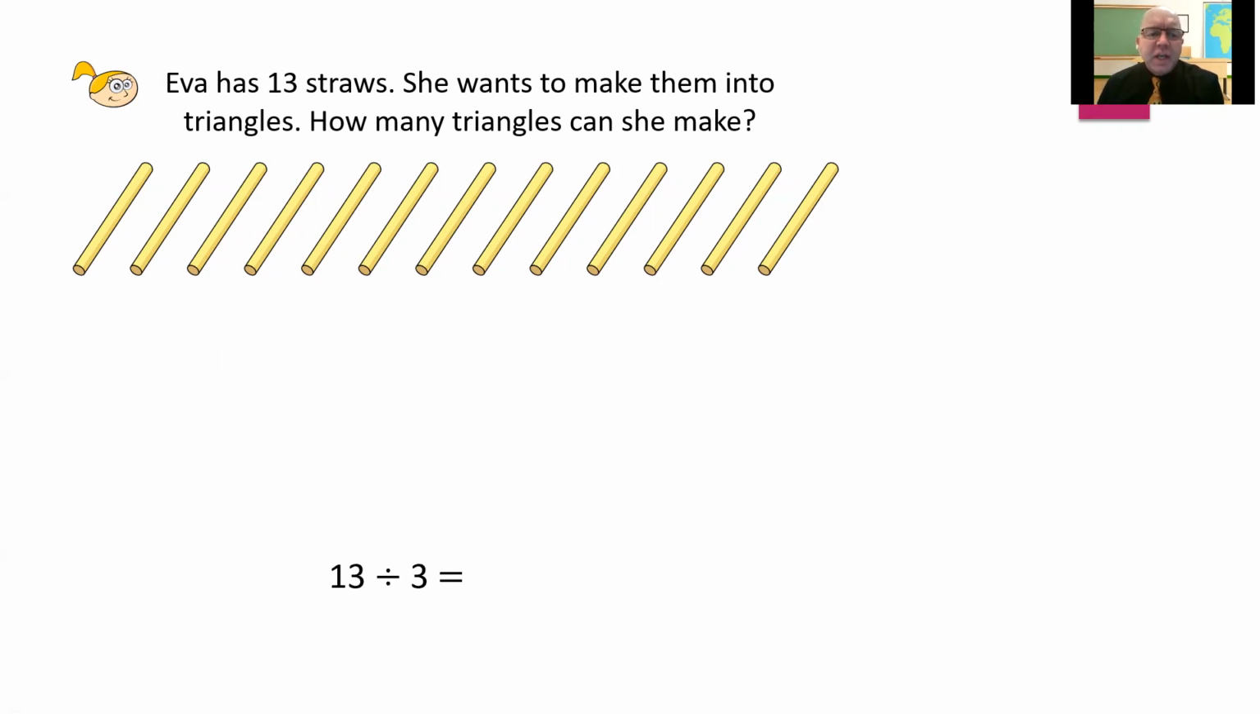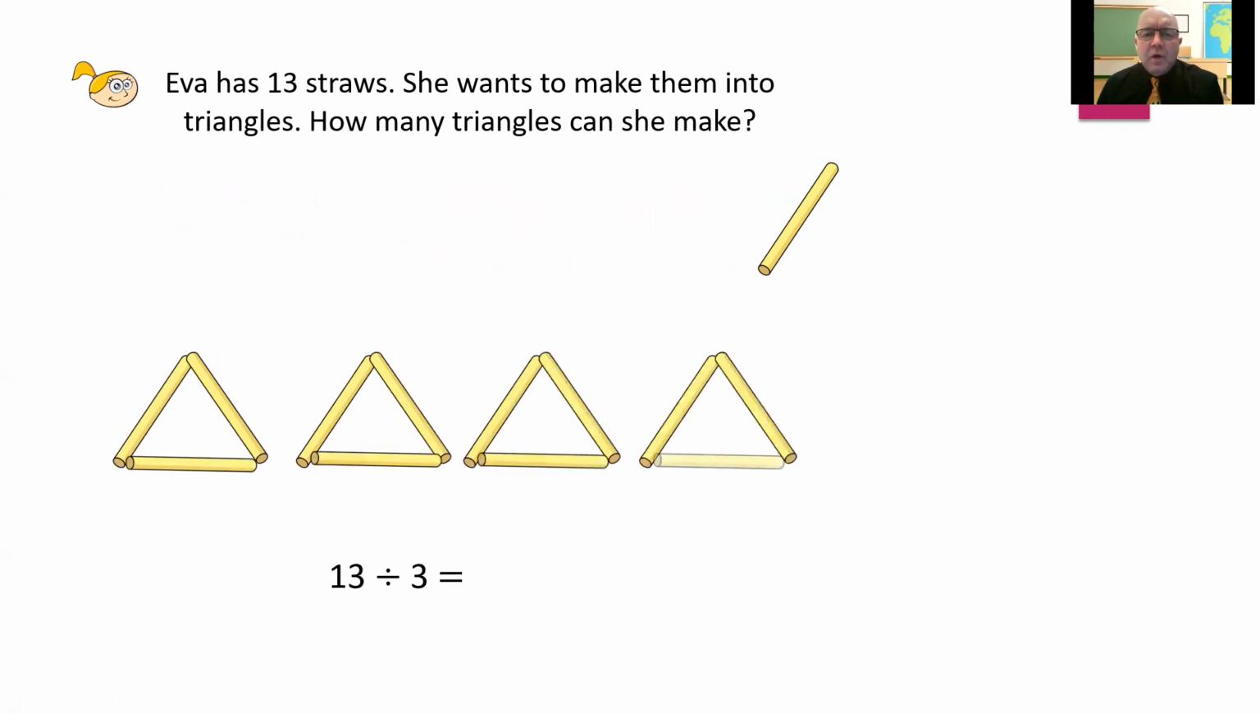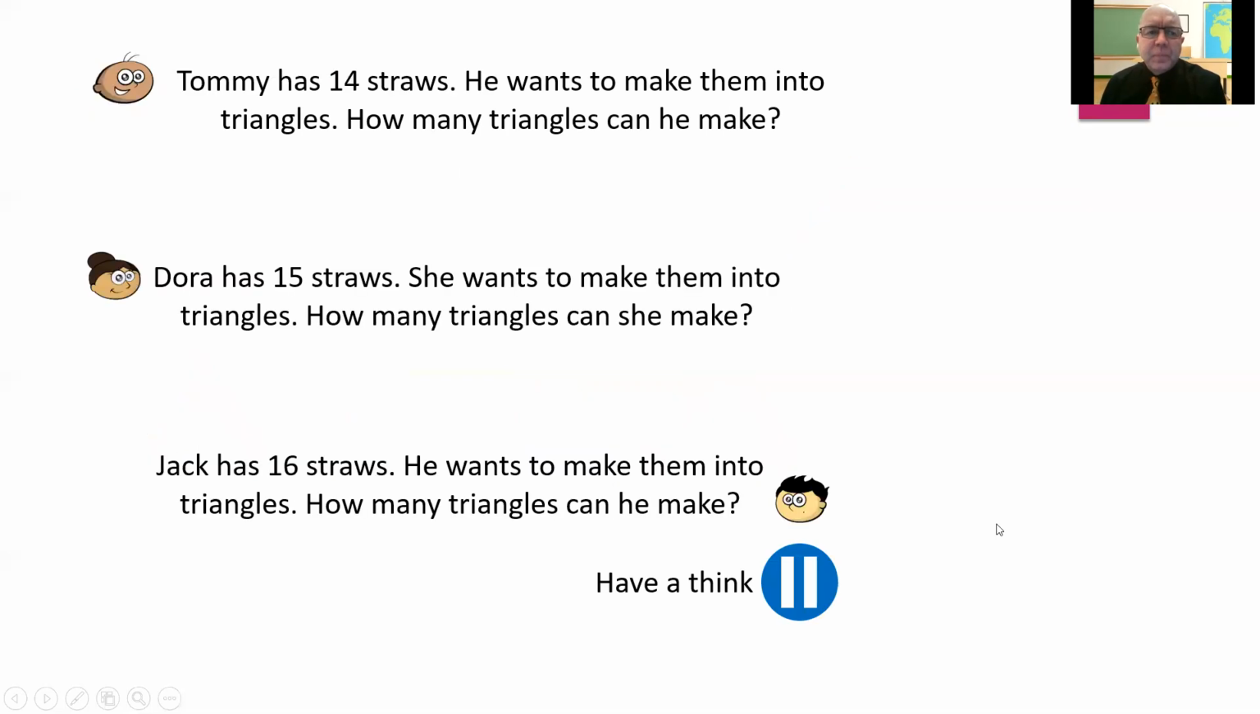So we're doing 13 divided by 3. There's 1, 2, 3, 4. Oh, and there's 1 left over. So we've got a remainder. Okay, so there's our answer. 3 goes into 13 4 times with 1 left over.